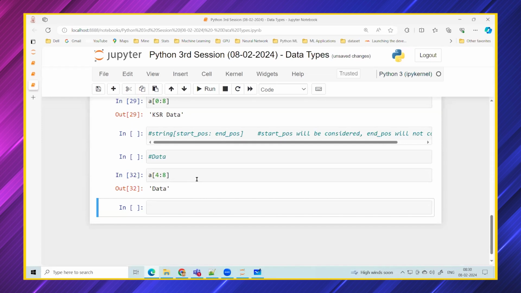Is it clear? Yes, Santhosh. Is Python easy? Yes, sir. So far, easy.